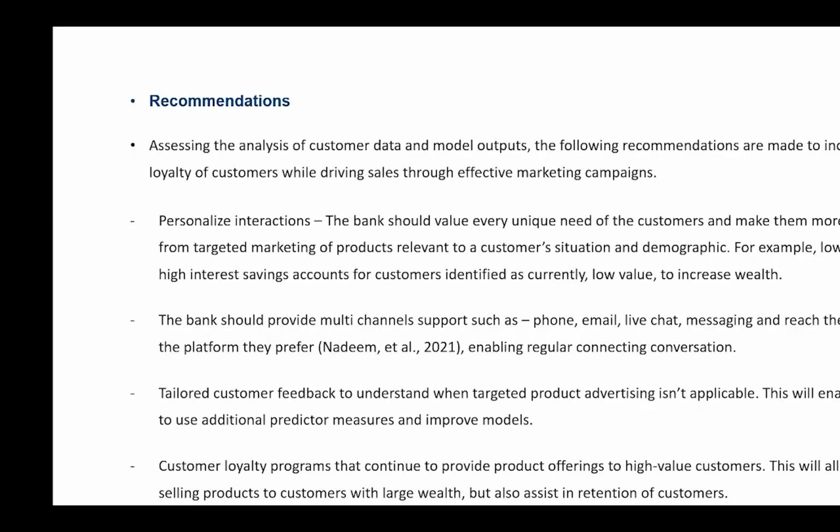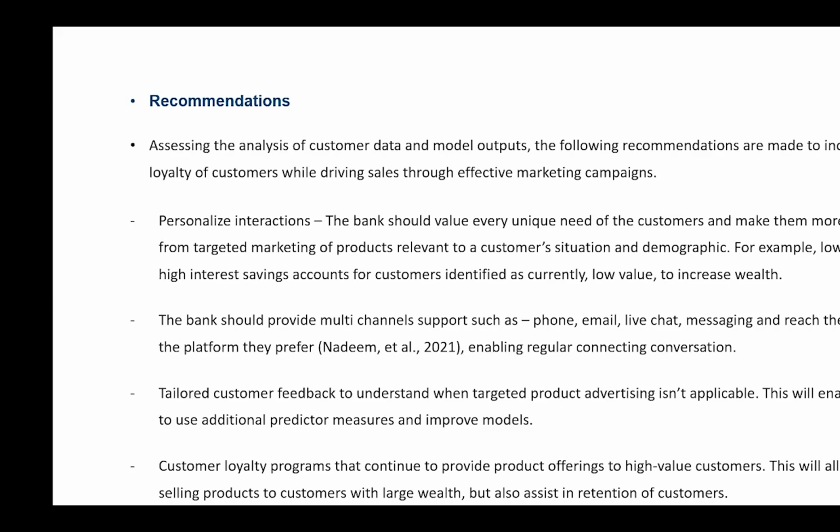For the recommendations of our group assignment, assessing the analysis of customer data and model outputs, the following recommendations are made to increase the value and the loyalty of customers while driving sales through effective marketing campaigns. There are 4 parts. The first one is personalized interactions. The bank should value every unique need of the customers and make them feel more valued.